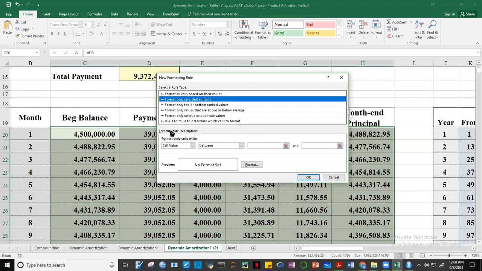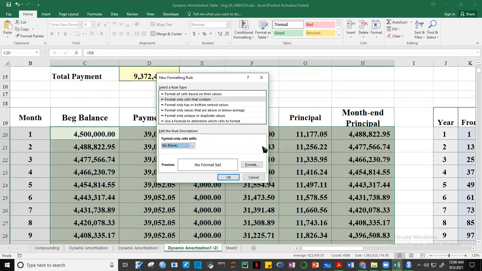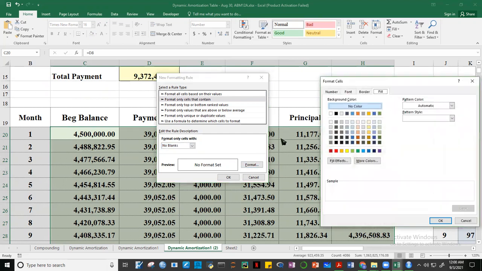And then here, ano na pipiliin natin? Format only cells that contain. Ito, let's click this. Ito, no blanks. Pag sinabi no blanks, ibig sabihin, yung mga may laman lang. Siya lang yung ifo-format. Yung mga no blanks. So, format natin. I'm going to format the fill. Kunyari, babaguhin kong kulay para makita nyo, guys. I'm going to make it light na lang na yellow.